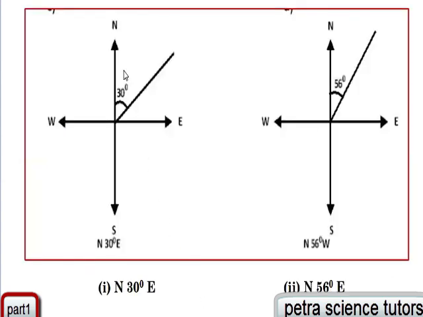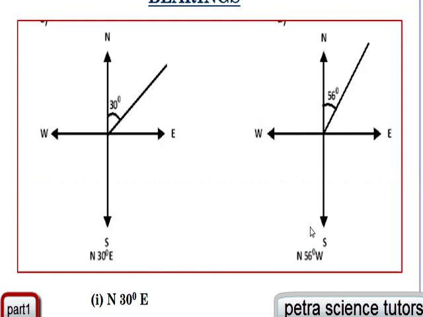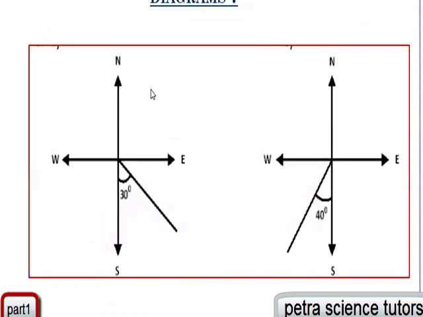Further examples, if you look at this, this line is north 30 degrees east because it's between north and east, and the angle is closer to the north. It's measured closest to the north. And this is also measured closest to the north. So this is another example: north 56 degrees east.